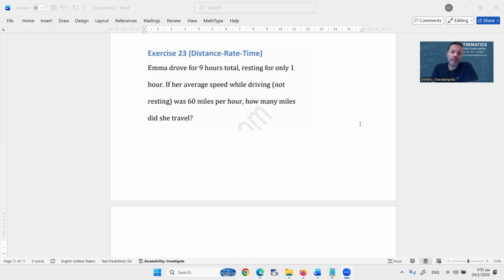Emma drove for 9 hours in total, resting only for 1 hour. Her average speed while driving, not resting, was 60 miles per hour. How many miles did she travel?